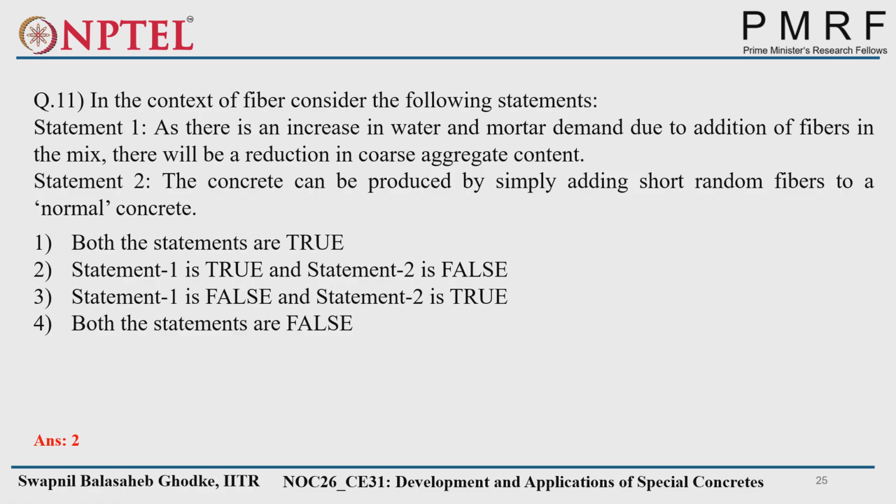Suppose we design accordingly only. We have designed accordingly initially; it's not that we are adding it externally. We initially design to add 2% of fibers, 2% of the binder. So what will happen? Why are we reducing the coarse aggregate?